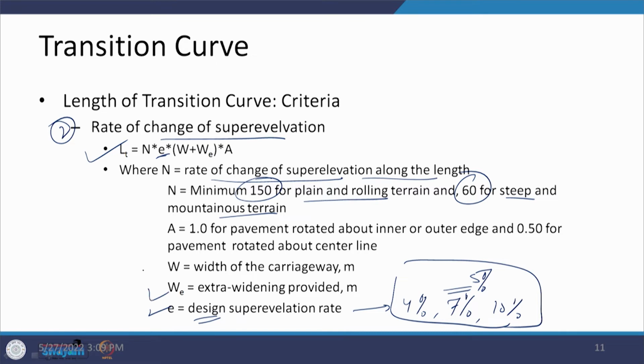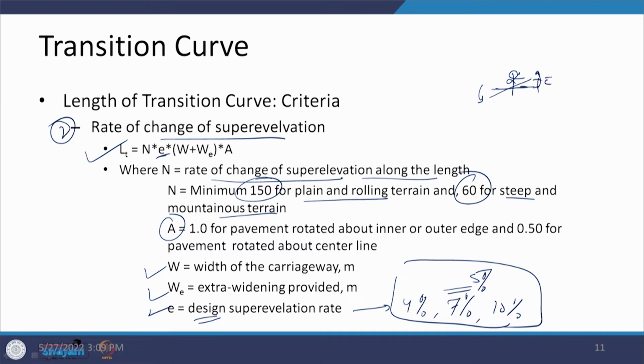W is the extra widening, W is the width of the carriageway. Now, A is what? A is a factor which is dependent on the way the pavement has been rotated so as to attain the full super elevation. Now, we talked about it that if we have this as a center line and we are going to move our pavement about it. So, we have say this pavement like this, and if it is being moved, so this is how it has taken up and down.